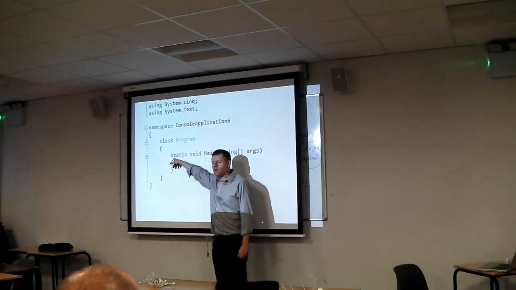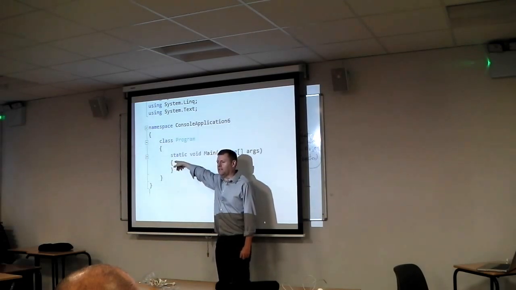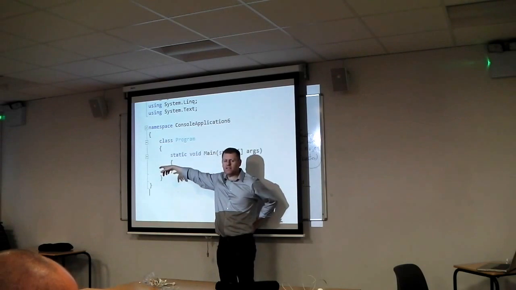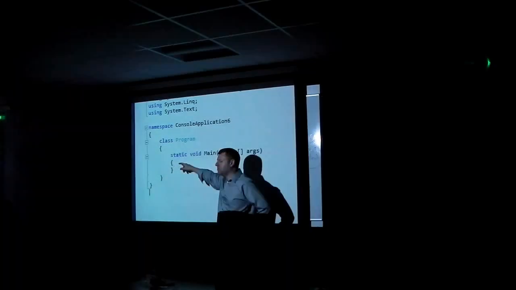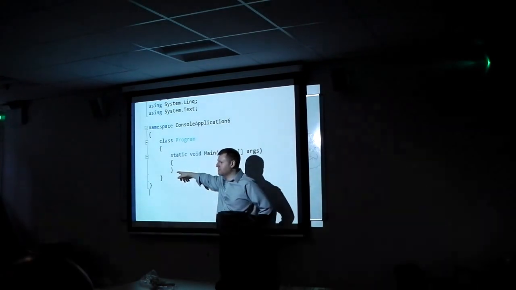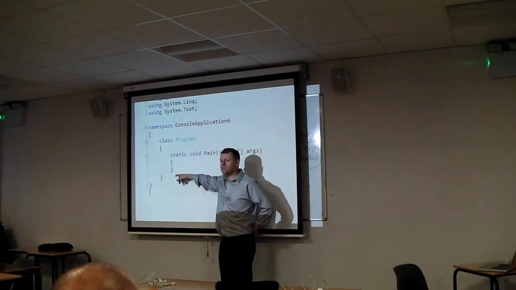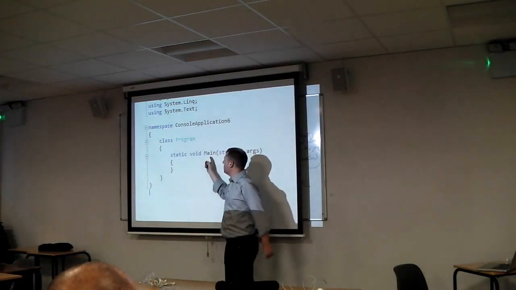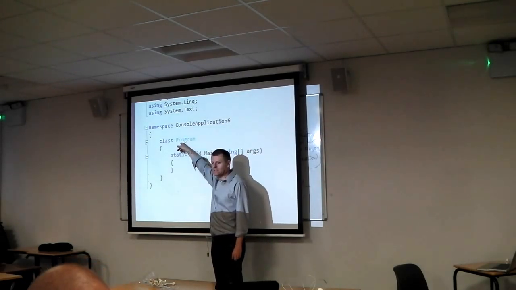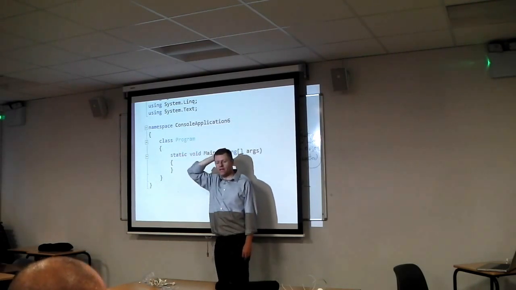And this is really important, and everybody gets this wrong when I ask it in the exam. When I ask, what does the word static mean in C#? People say it means that it can't change. That's not the case. The static just means that this method applies to the class program rather than an instance of the class. And it means you can call it without having to create an instance.